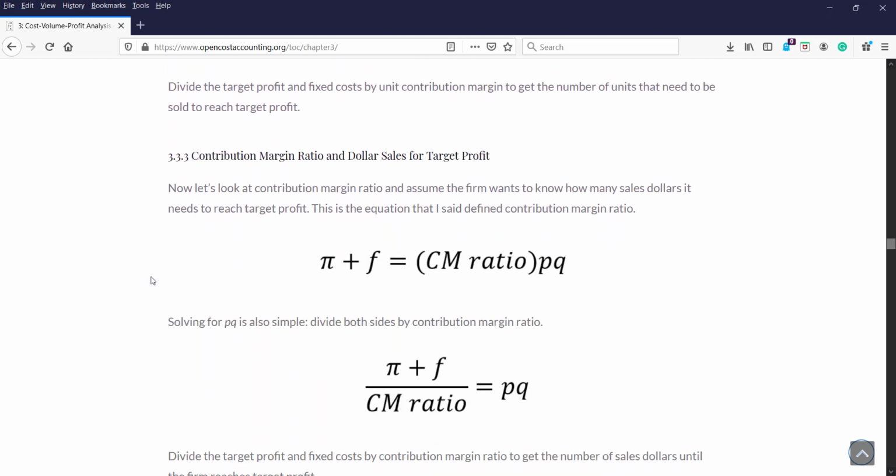Contribution margin ratio looks very similar. Here, we're going to look at what dollar sales we need at the target profit, total revenue we need at target profit. And so we have our equation for CM ratio, where your CM ratio times total revenue will give us our profits plus fixed cost. And we just divide both sides by CM ratio, and we isolate total revenue here. This is the total revenue we need to get to this target profit, covering our fixed costs and putting all our revenue dollars through this ratio to get our contribution margin per dollar.